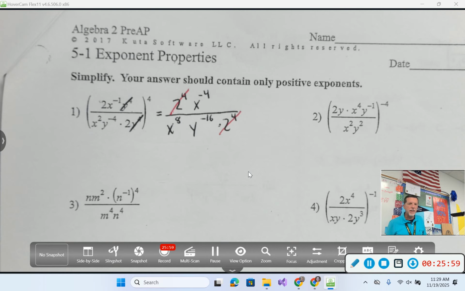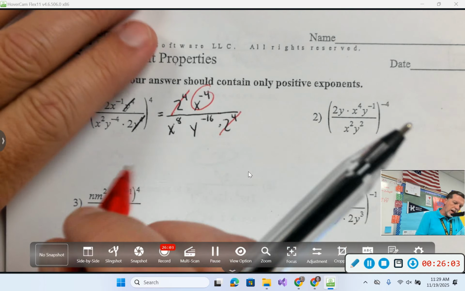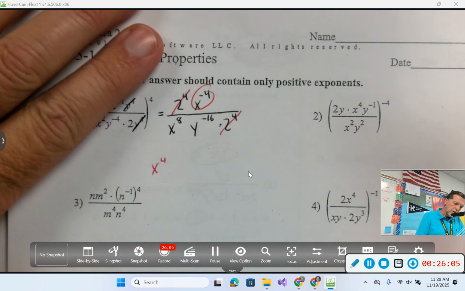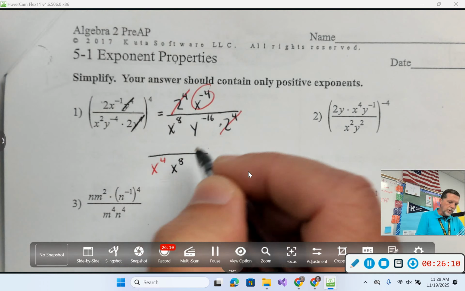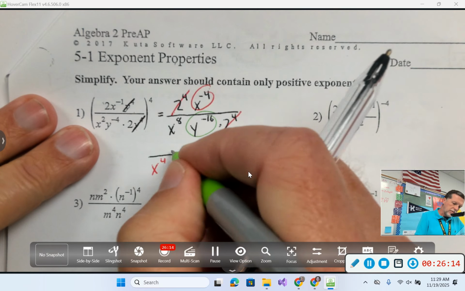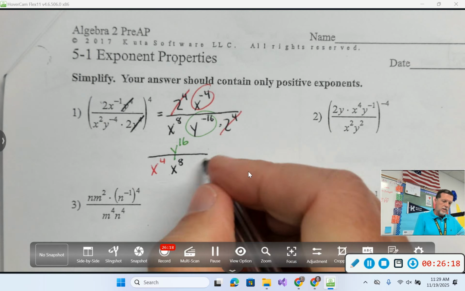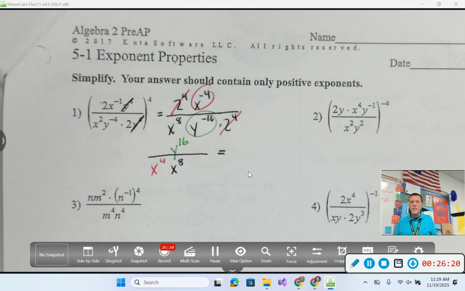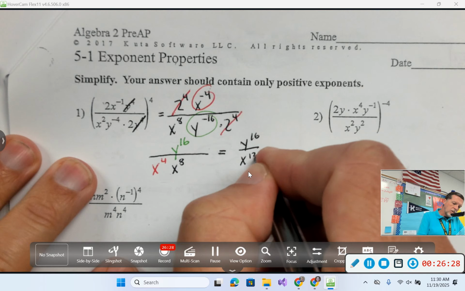What do we do with that x to the negative 4? Bring it down. I'm going to flip that into the denominator. Same as the y. And what do I do with that y to the negative 16? Bring it up. Flip that into the top. Not quite done yet, because there's 2 x's in the bottom, so how many total x's are in the bottom? 12. So y to the 16 over x to the 12th.